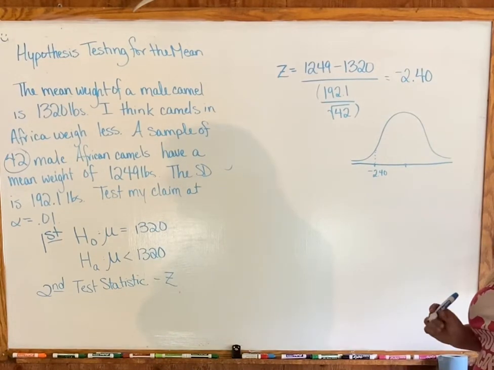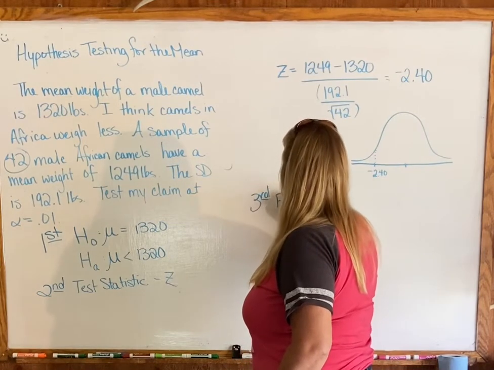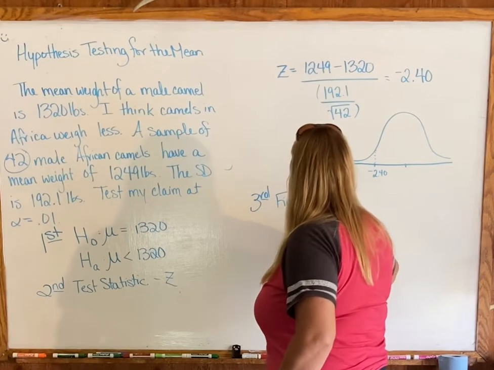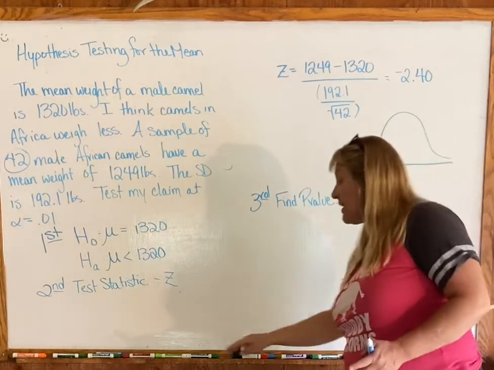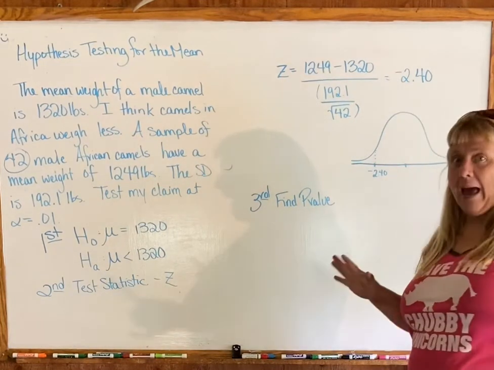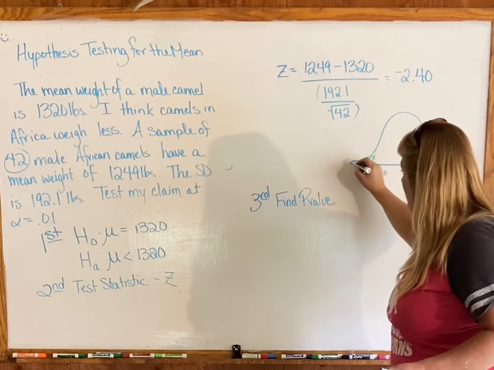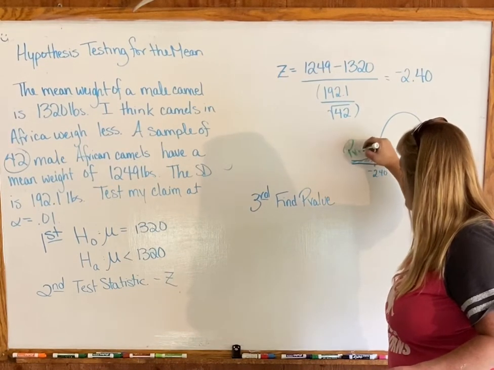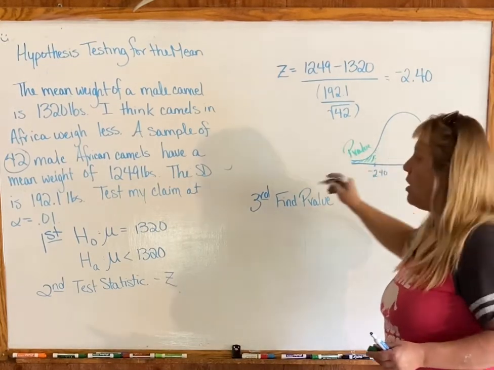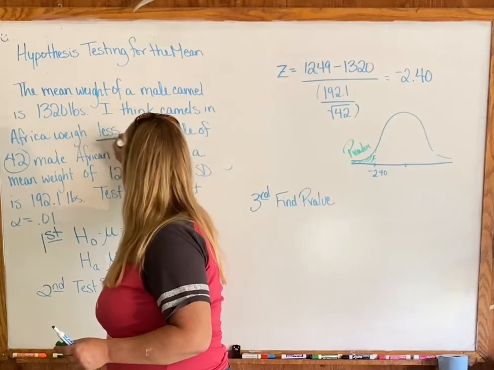Now we're ready for our third step. And the third step is to find the p-value. But as I said, we've already done this before, we just didn't call it a p-value, and we're already halfway there. This green portion right here is your p-value. And how did I know that it was this portion and not maybe that portion? We come back to the problem, the less than, less than.